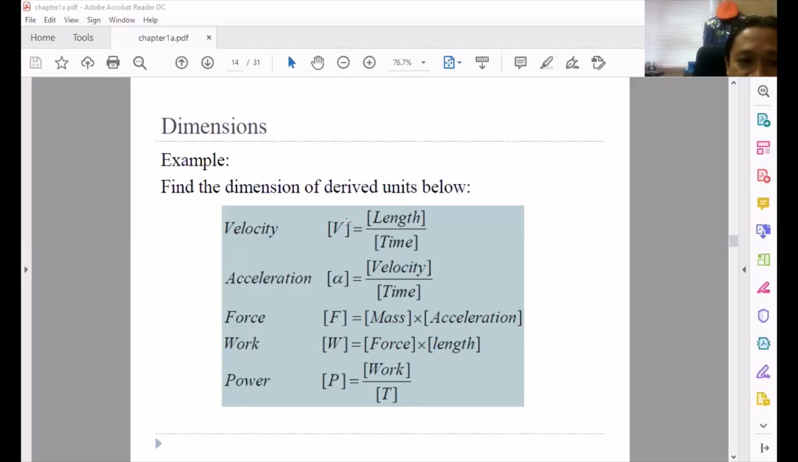Find the dimension of the derived unit. For example, first is velocity. From length divided by time, we get velocity, so velocity is derived from the base units. Then acceleration: velocity divided by time gives acceleration. Then force equals mass multiplied by acceleration. Work is force multiplied by length, and so on. These are all derived from the basic units.